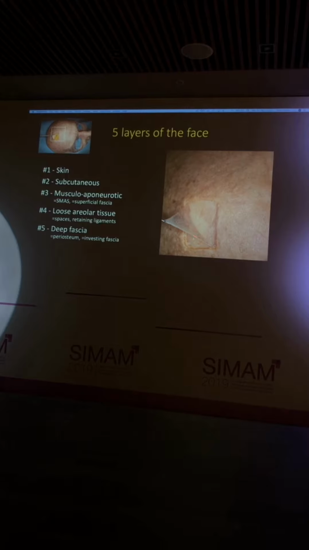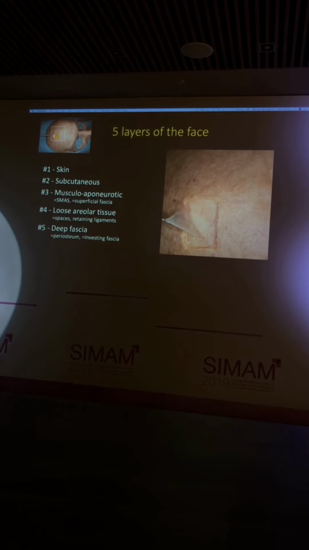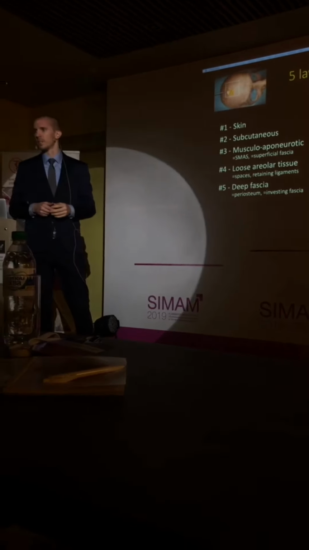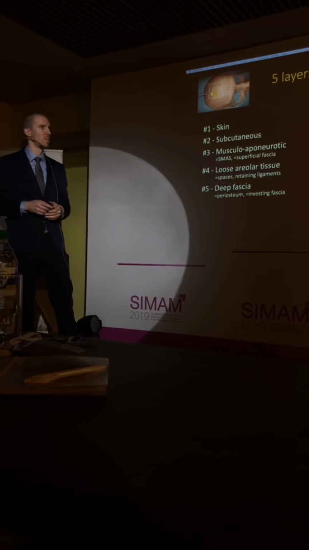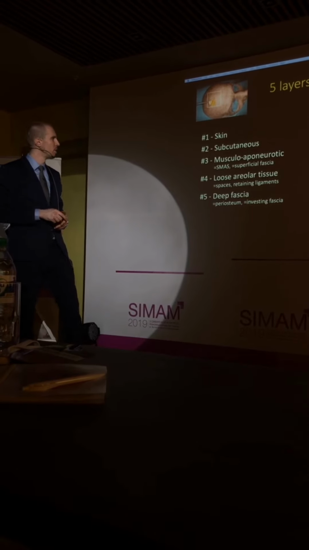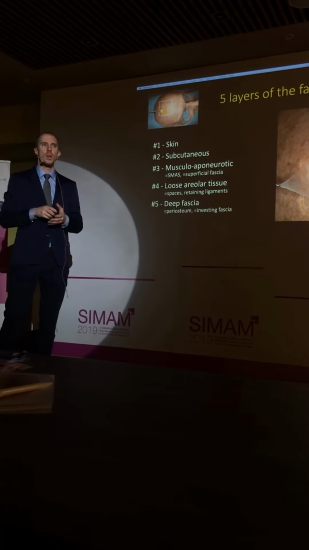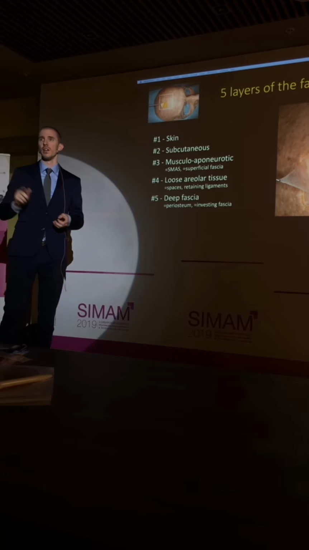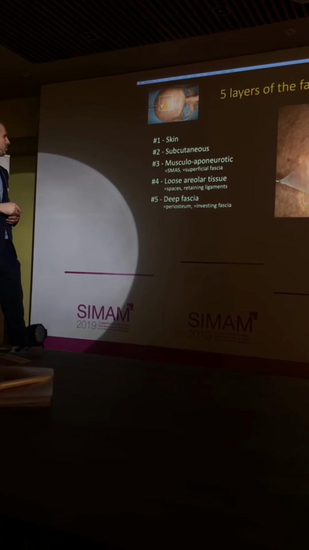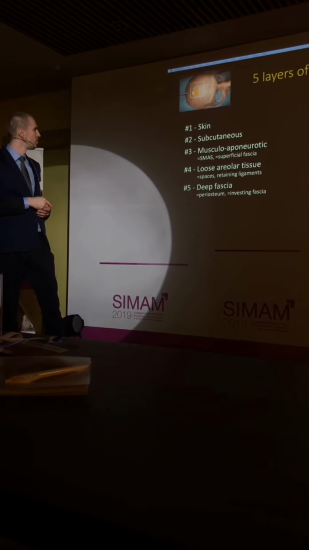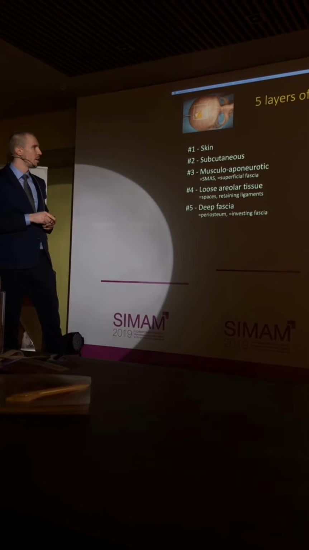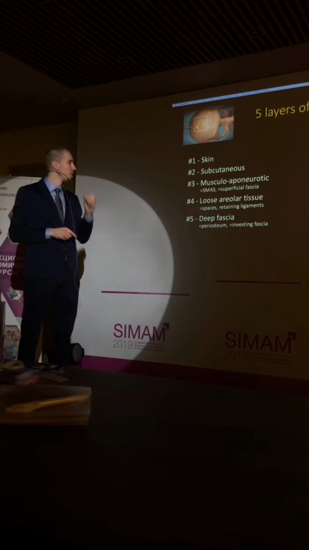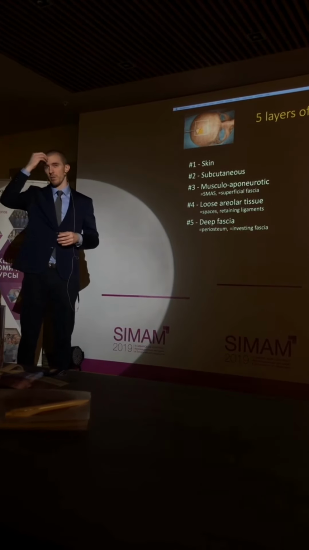This very thin layer gives us the gliding, sliding action, so the tissues in this area are mobile. This is tissue that is easy to dissect with a blunt finger. And then the next layer is layer number 5, which in this case is the periosteum in the forehead.